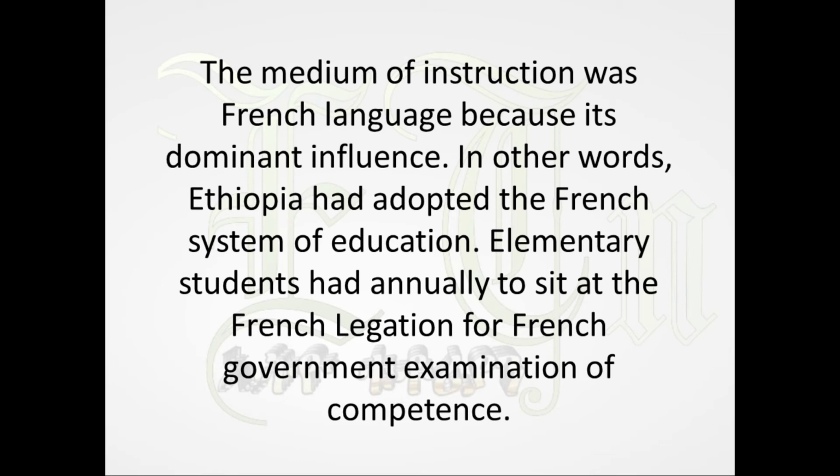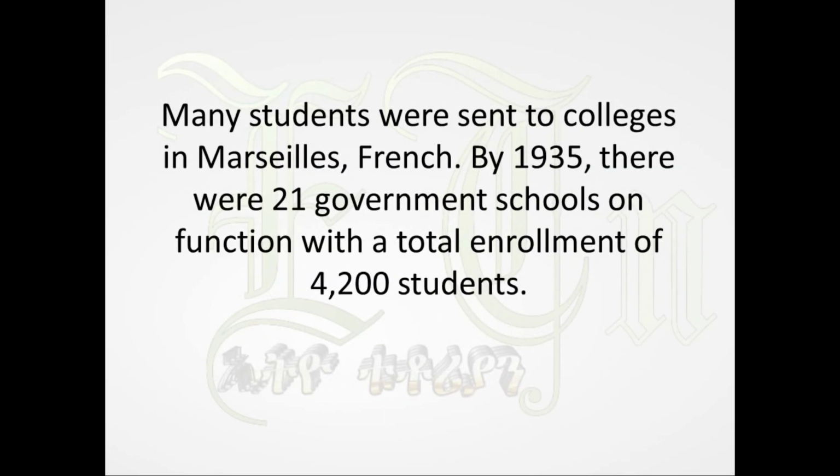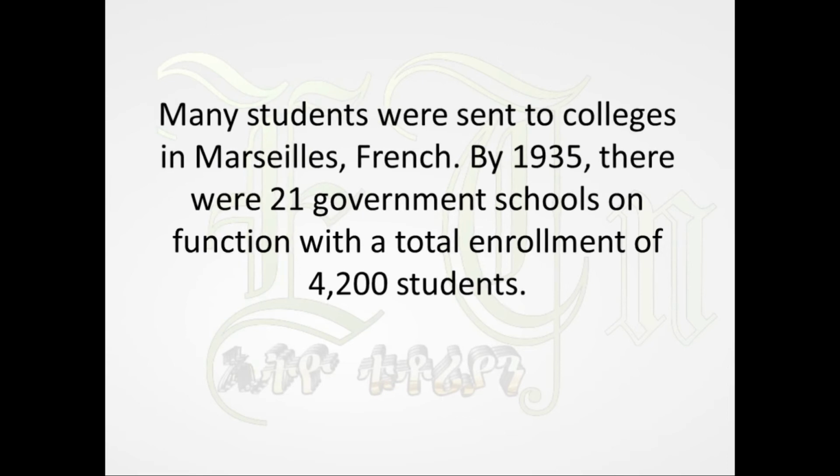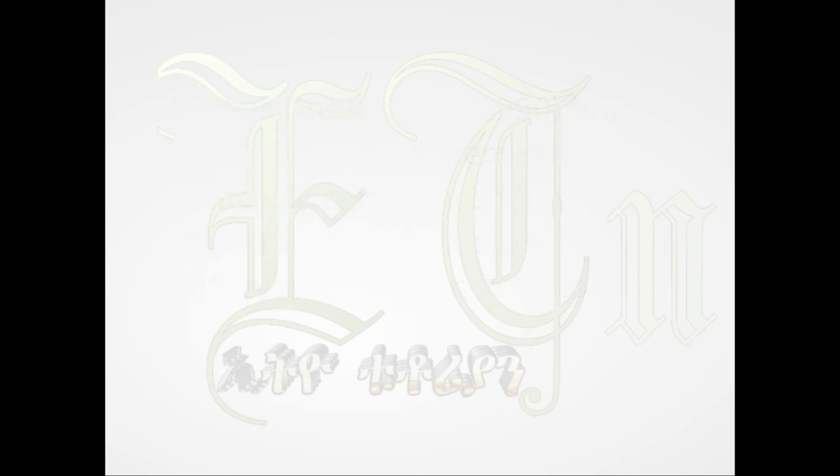Elementary students had to sit annually at the French legation for the French government examination of competence. Many students were sent to colleges in Marseille, France. By 1935, there were 21 government schools in operation with a total enrollment of 4,200 students. Dr. Daribs Adufara Tor, 1990, has pointed out that modern education officially commenced in 1908, marking a significant step in the history of education in Ethiopia.